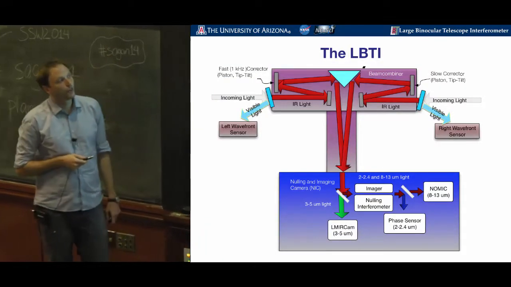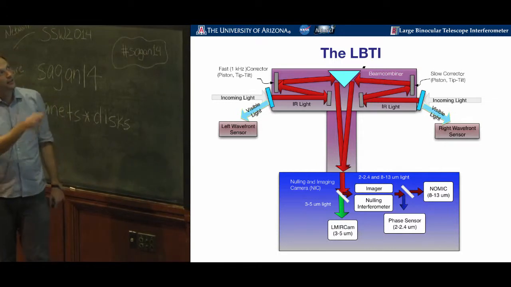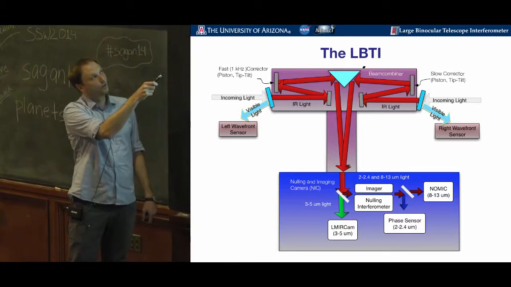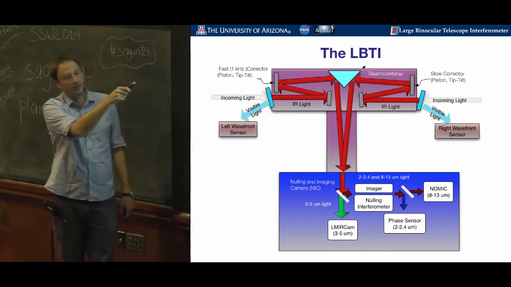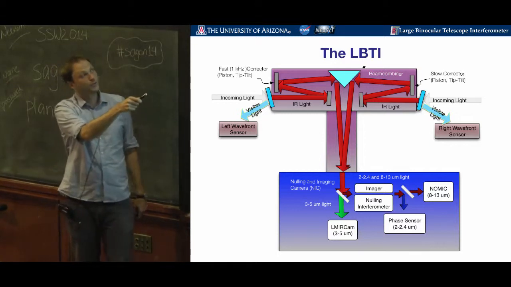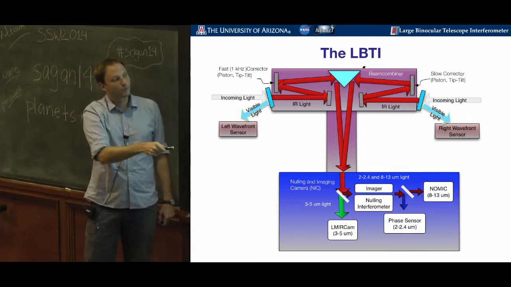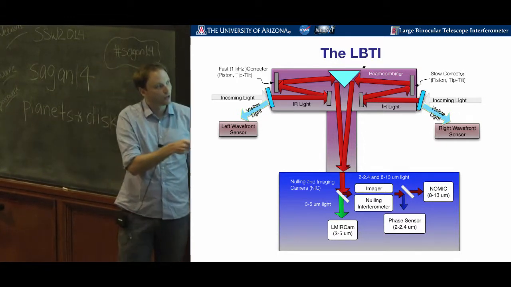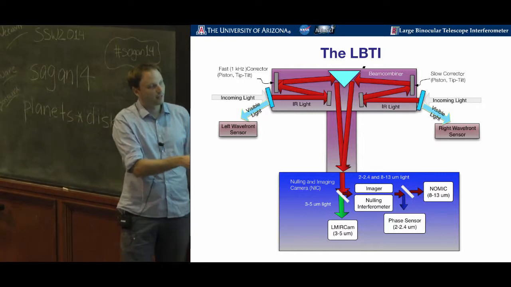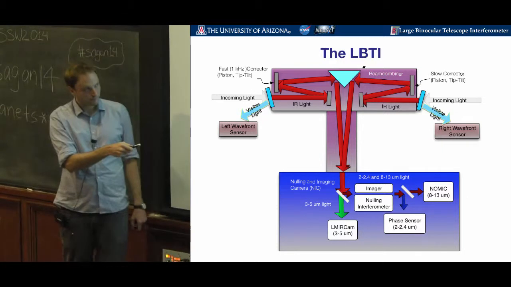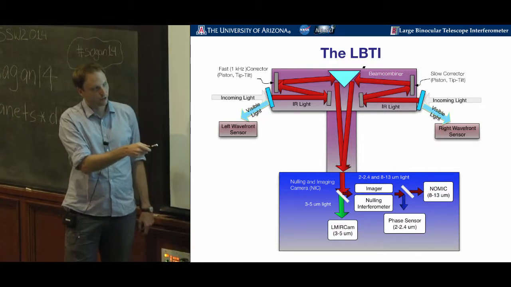So this is the cartoon of the light path through the LBTI. The light is coming from either side. Here, first the visible light is reflected to the wavefront sensors on either side. The infrared light goes through the UBC here, and then goes down to the NIC camera box, which contains three cameras. First, the 3 to 5 micron light goes through LMIRCam, which is the camera used for the planet survey. And the near-infrared and N-band light goes through the Nuller.